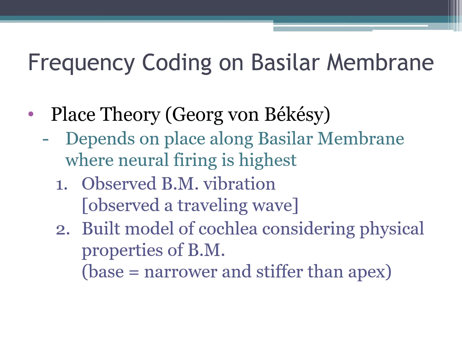But just so you know how he was doing this, this was quite a while ago. I want to say it was the 50s or 60s that he was using the cochlea of dead animals, and he would send these little signals to cause the traveling wave, and he would observe it. Based on these observations, Békésy built a model of the cochlea considering these physical properties of the basilar membrane, that it was narrower and stiffer at the base than it was at the apex.